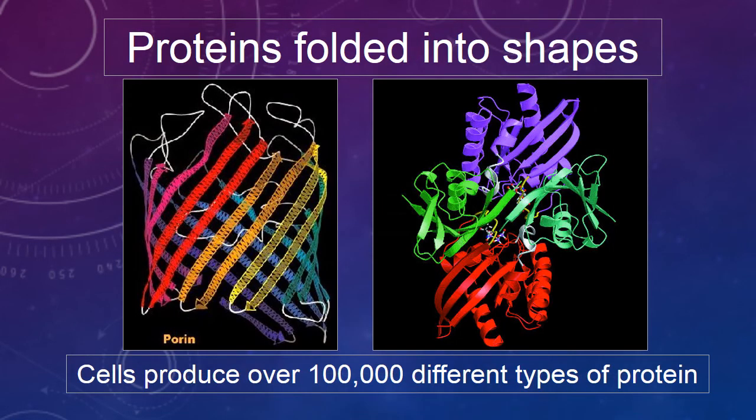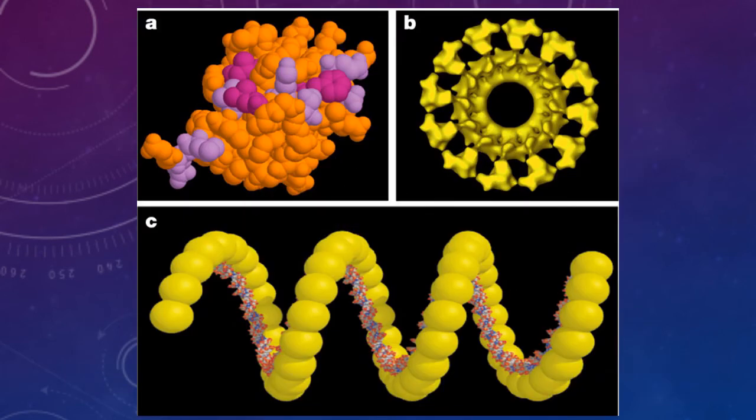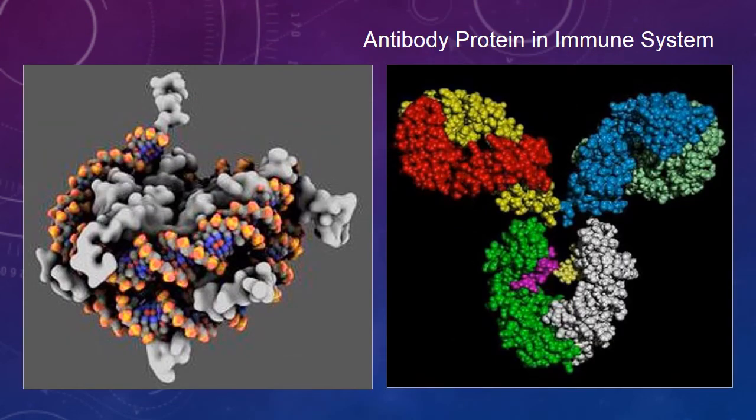Now here are examples of some proteins folded into shape. These were once long chains of amino acids, and the cells produce over 100,000 different types of proteins. Here's some of the examples. Quite beautiful. Nice job of folding. Here's some others. The one on the right is an antibody protein that's in the human immune system.